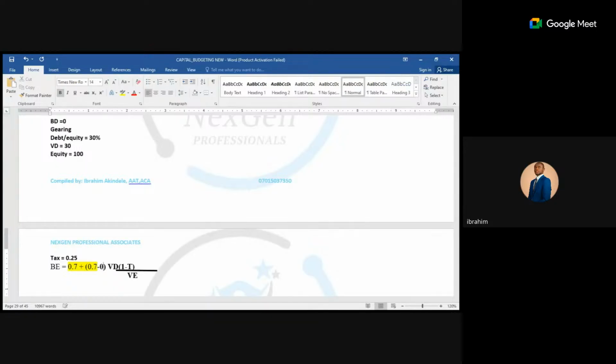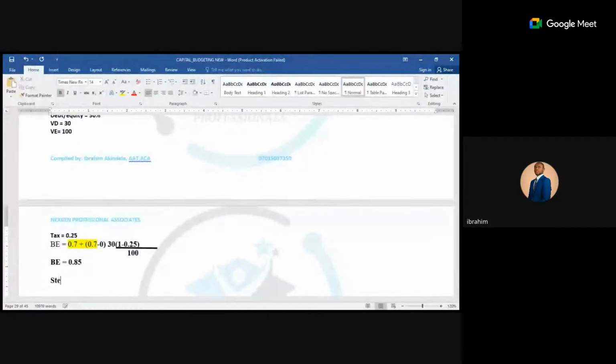While we have 0, the value of debt is 30, then tax is 0.25, and the value of equity is 100. So what is the equity beta? 0.85. So 0.85 is our equity beta.